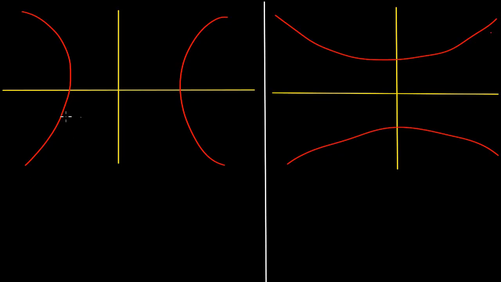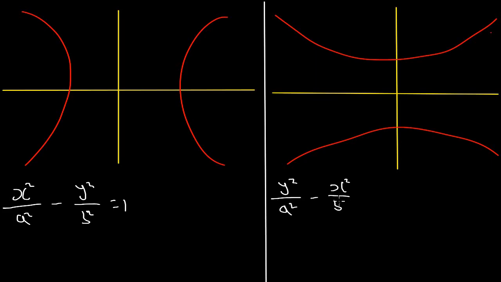The equation that corresponds to the hyperbola on the left is expressed as x squared all divided by a squared, minus y squared all divided by b squared, equals 1. And the equation that corresponds to the hyperbola on the right is expressed as y squared all divided by a squared, minus x squared all divided by b squared, equals 1. So please make sure you note the difference.